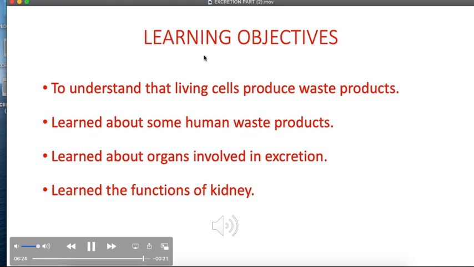Now at the end of the lecture, you are able to understand that living cells produce waste products. And you also learned about some human waste products and the organs which are involved in the process of excretion. Now you also learned about the functions of the kidney as well.